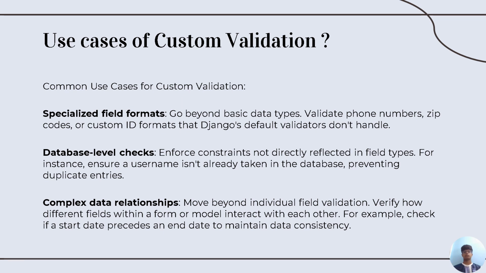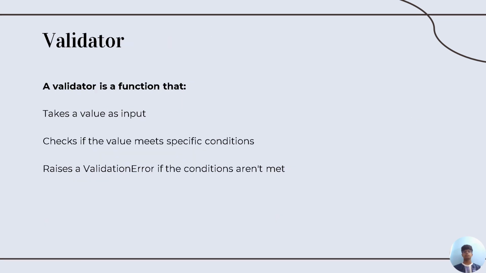Complex data relationships move beyond individual field validation. They verify how different fields within a form or model interact with each other. For example, check if a start date precedes an end date to maintain data consistency. So what is a validator? A validator is a function that takes a value as input, checks if the value meets specific conditions, and raises a validation error if the conditions aren't met.